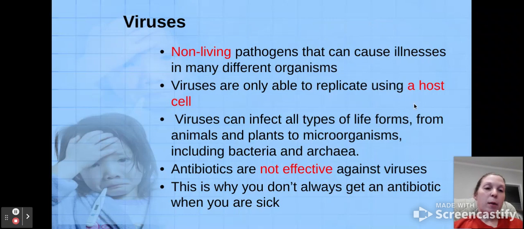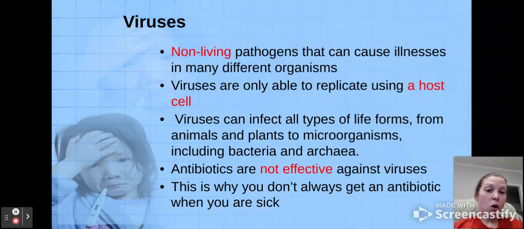So now that we've talked about bacteria and antibiotics, let's talk a little bit about viruses. Viruses are non-living pathogens that can cause illnesses in many different organisms, and they can only replicate using a host cell. So they basically take a cell over and use that to replicate the DNA that's needed to spread the virus. And viruses can infect all types of life forms, from animals to plants to microorganisms, bacteria, archaea, any of that stuff. And antibiotics themselves are not effective against viruses.